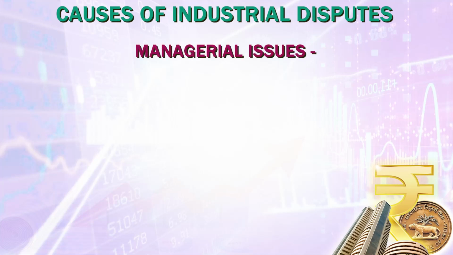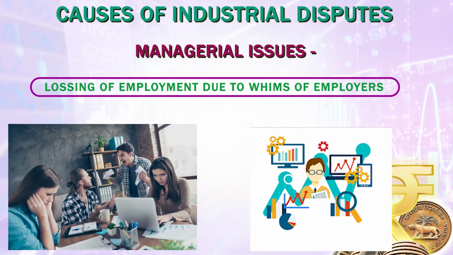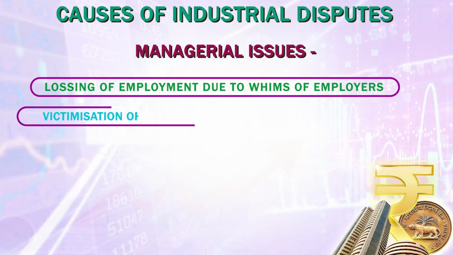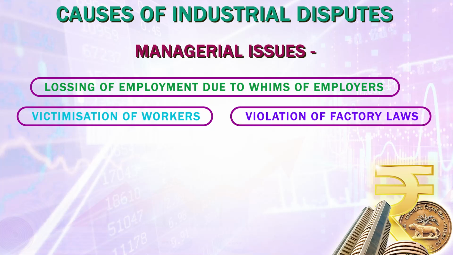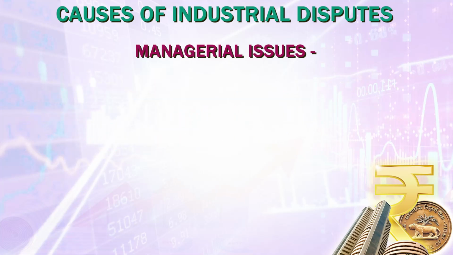We can mention the managerial issues also. When there is privatization of the industrial labor force, there is an increase in the private sector, in private entrepreneurs and private businessmen also. They apply their whims to retrench the employees. They punish the employees when they want, and there is victimization of workers. They are vindictive in nature, and there is violation of factory law also. All of these result in industrial dispute because there are strikes and gheraos by the employees, and sometimes a lockout is called by the employers.